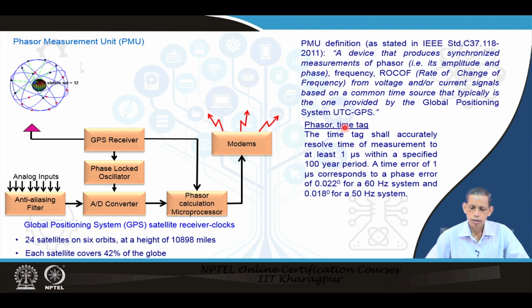Each phasor is being time tagged, with the time available from this GPS based information. This time can be UTC and can also be provided by local time information, following the available UTC. The time tag shall accurately resolve time of measurements to at least 1 microsecond within a specified 100-year period. So, that should be the resolution of the time tagging. A time error of 1 microsecond corresponds to a phase error of 0.022 degree for a 60 Hz system, and as already mentioned, 0.01 degree for a 50 Hz system.